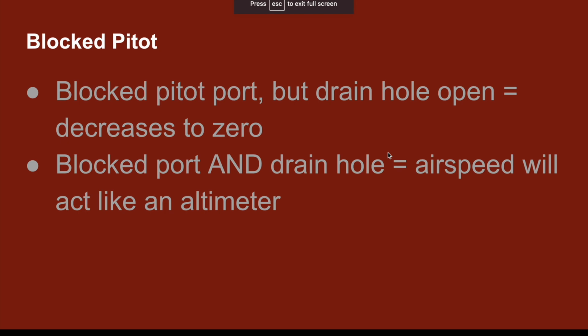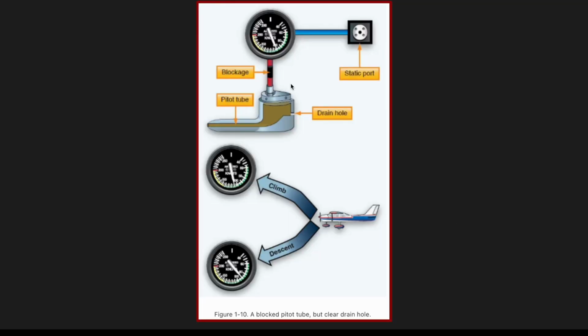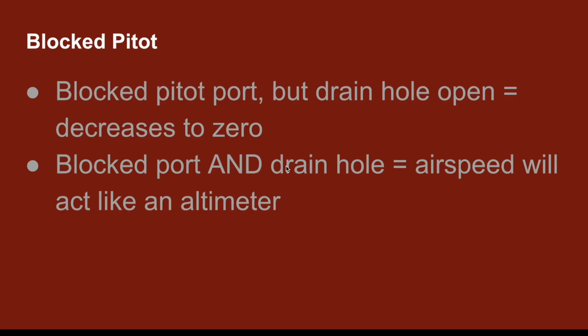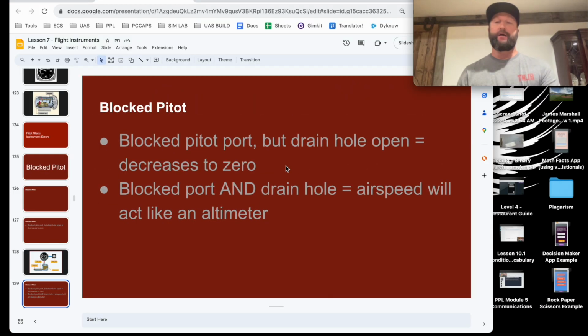All right, so what happens when the pitot port and the drain hole are both blocked, or maybe there's a block inside the line, something like this, like you have a blockage here, and the pitot tube is blocked, or the drain hole's blocked, both of them are blocked? Well, basically it'll act like an altimeter. That's what will happen. The airspeed indicator will act like an altimeter. Let me explain a little bit about what that means really quickly. I'll explain more about it in class if you have more questions.